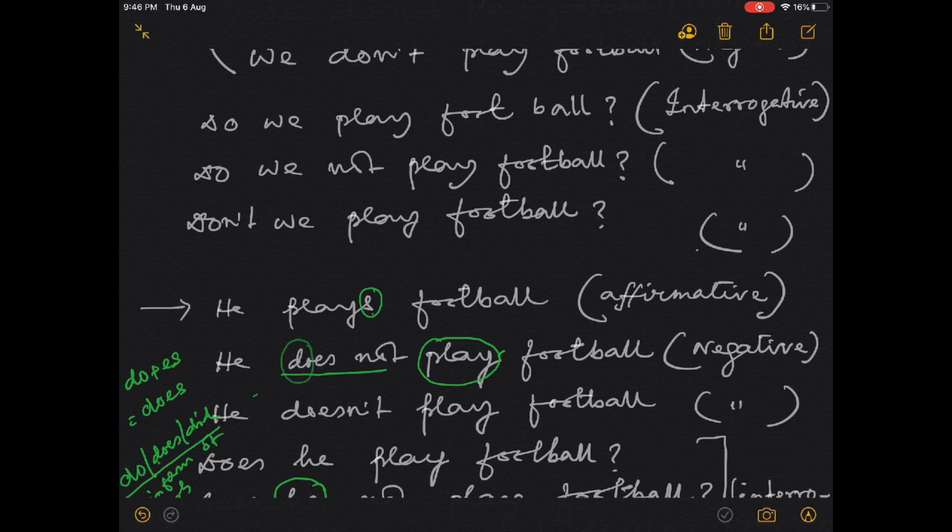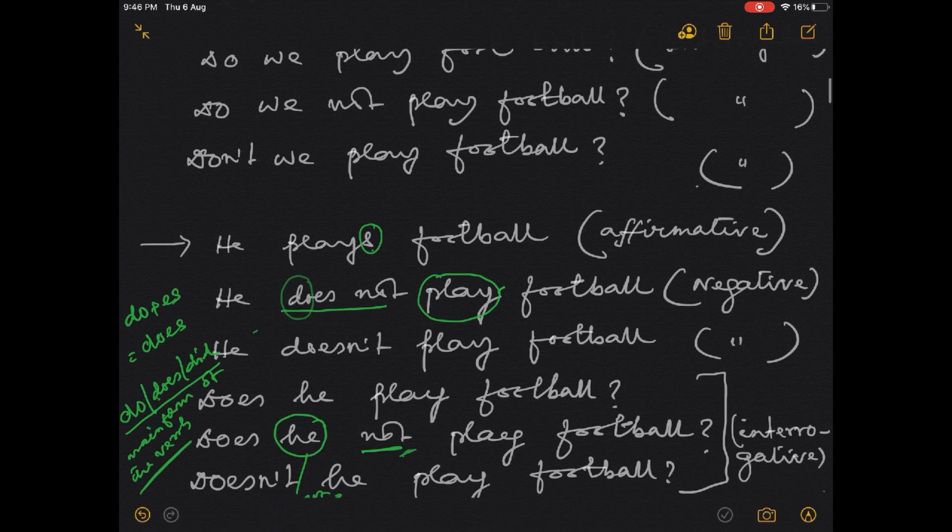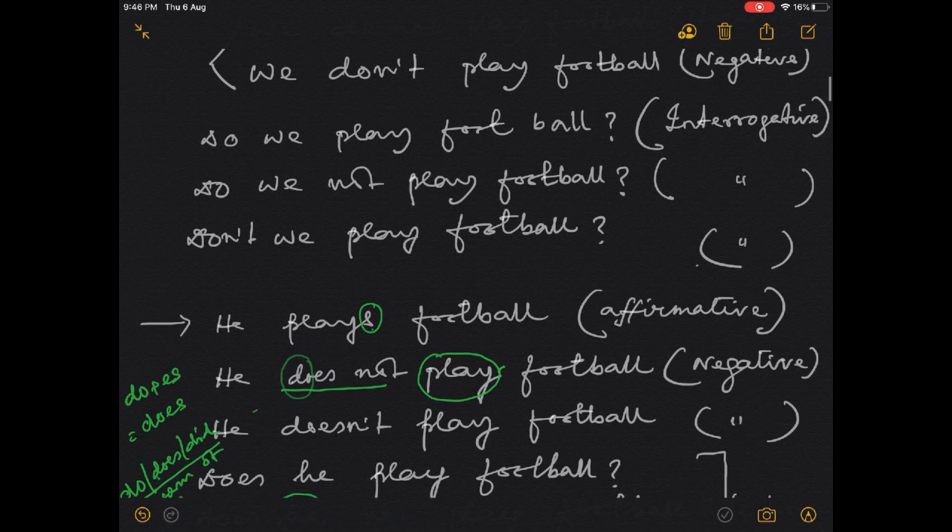So, the whole sentence is he does not play football. Understand, he doesn't play football, negative sentence. Does he play football? Interrogative sentence. Does he not play football? And doesn't he play football? So, here when do or does is used in a sentence, see one thing, that the main verb will always be in its root form. The basic form of the verb will be used here.